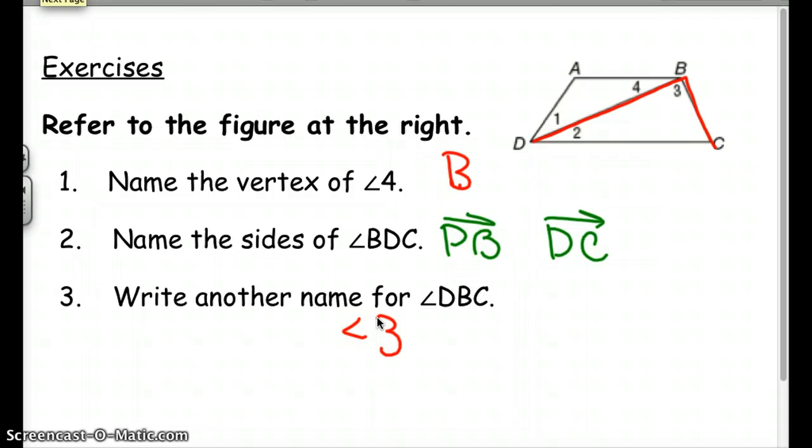We can use the number there. Now, if you're thinking about calling it angle B, that's not correct, because we do have two angles right here. This could be angle B, and that could be angle B, and the whole thing could be angle B. So we cannot use just one vertex. And if you changed your letters to C, B, D, that would be another way to name that angle.